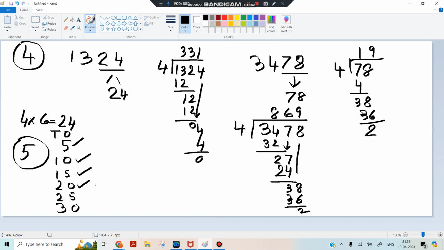So the divisibility test of 5 is very easy, just like 2. The others are also easy, but these are very straightforward. You don't have to do any operation. Just looking at it, you can give the answer. So if the digit in the ones place of the number is a 5 or a 0, then whatever your number is, it will be divisible by 5.